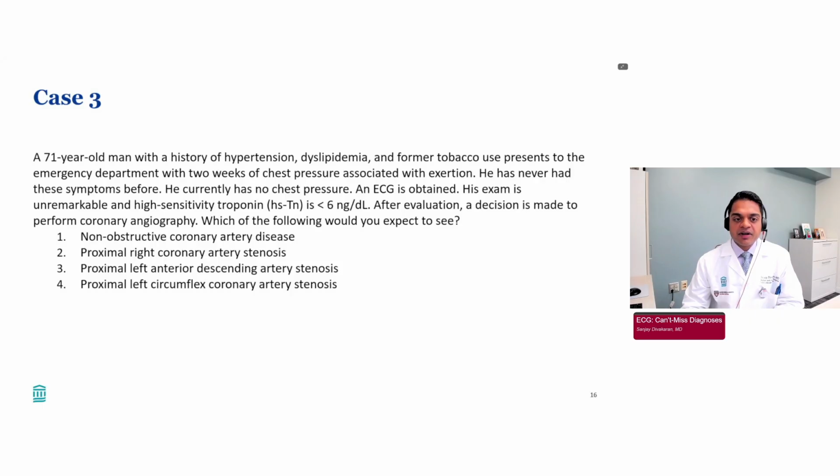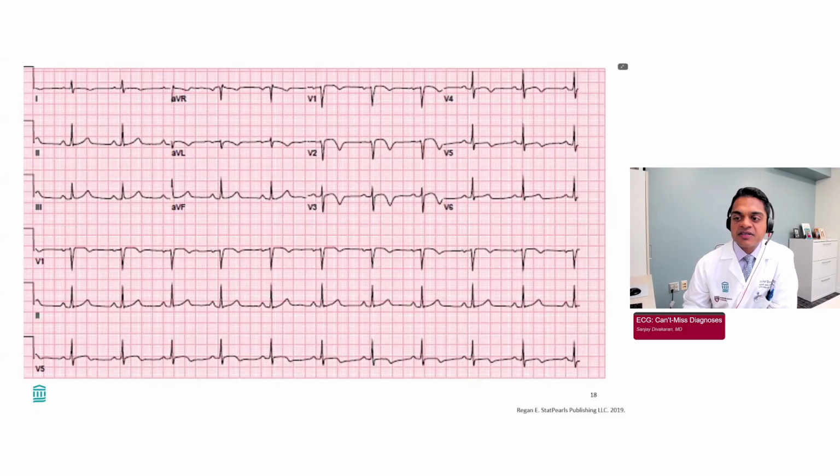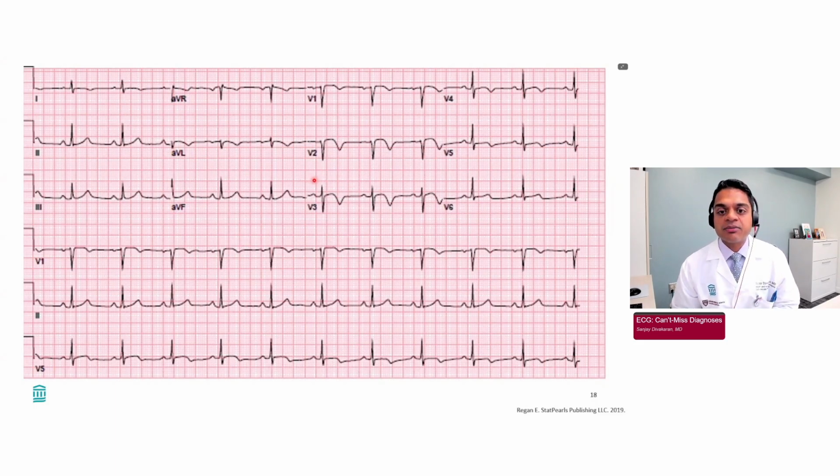Great. All right. So the correct answer choice here is 3, proximal LAD stenosis. And so often described and sometimes seen as what we call Wellen syndrome. And what Wellen syndrome is, these deep T-wave inversions in leads V2 and V3. And this finding in someone who has angina, either stable or unstable, is associated with a proximal LAD stenosis.